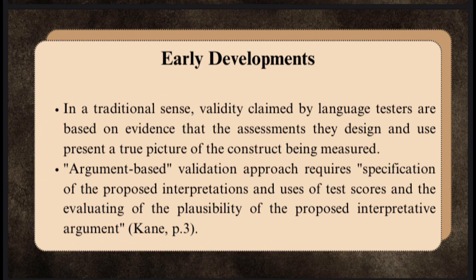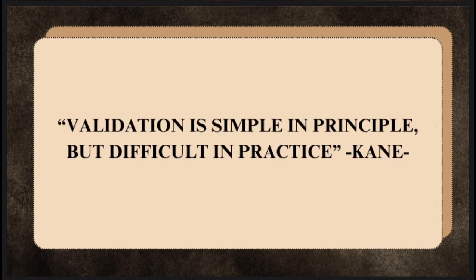Traditional validity relies on evidence that tests accurately measure what they intend. The argument-based validation approach focuses on specifying and evaluating the proposed uses and interpretations of test scores. Imagine trying to solve a puzzle. The principle is simple. You need to match the pieces to create a complete picture. But in practice, some pieces don't fit perfectly and you have to test different combinations until it works, right?